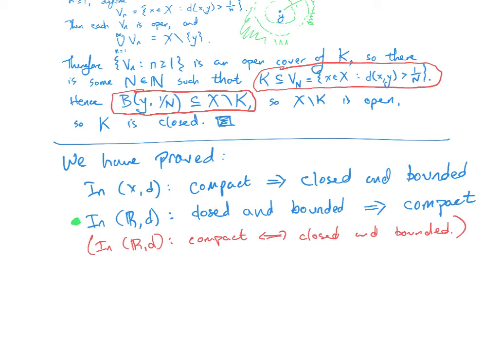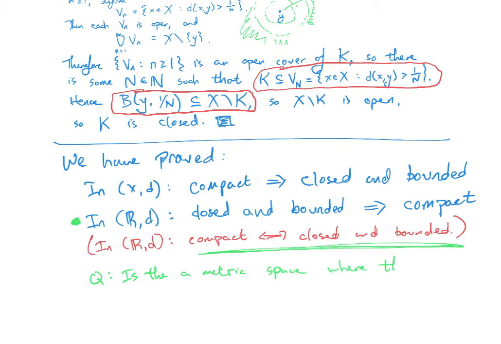The rationals. Now that's interesting. So let's see what I'm asking for. I'm asking for a metric space where this is not true. So the question is, is there a metric space where there is a closed and bounded set that is not compact?